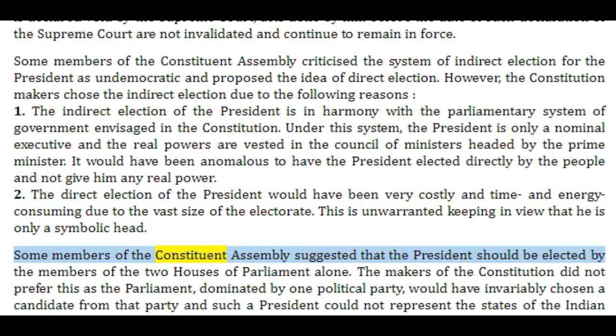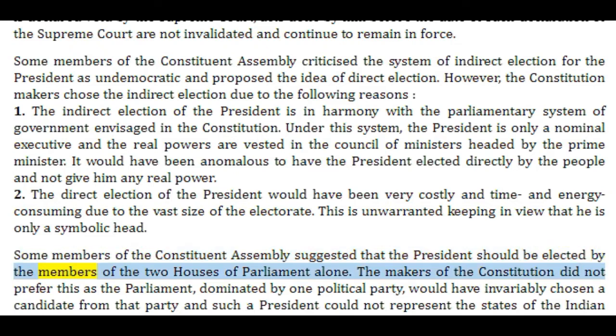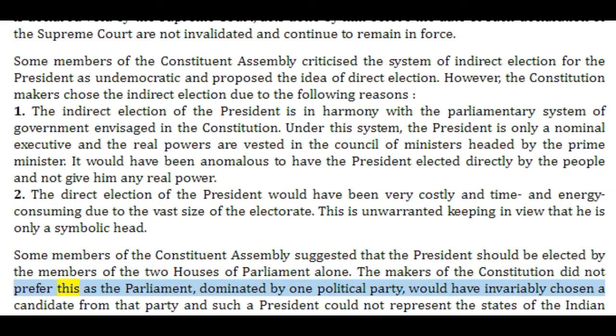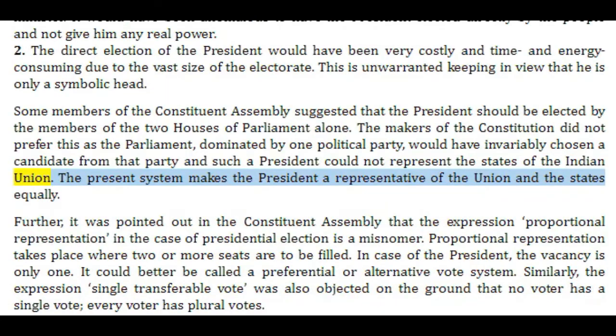Some members of the Constituent Assembly suggested that the president should be elected by the members of the two houses of parliament alone. The makers of the constitution did not prefer this, as the parliament, dominated by one political party, would have invariably chosen a candidate from that party, and such a president could not represent the states of the Indian Union. The present system makes the president a representative of the Union and the states equally.